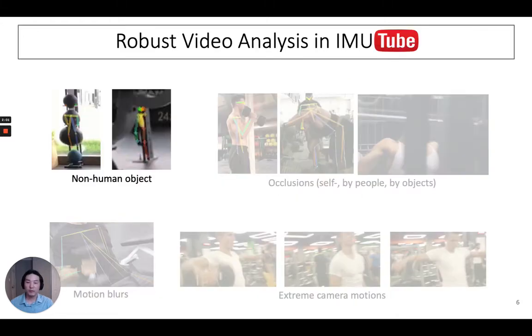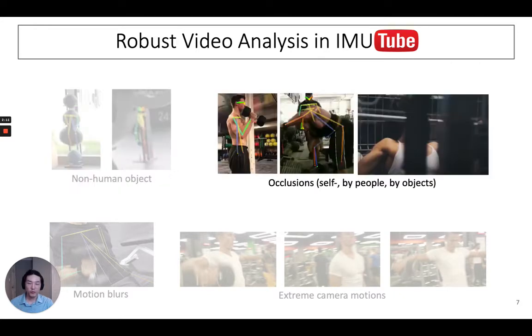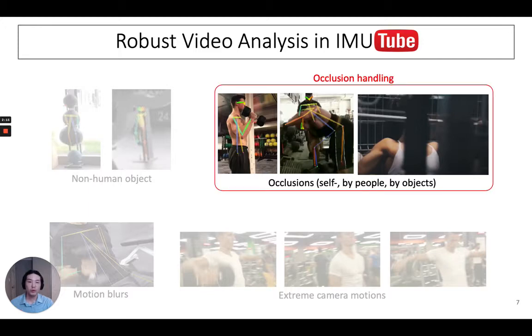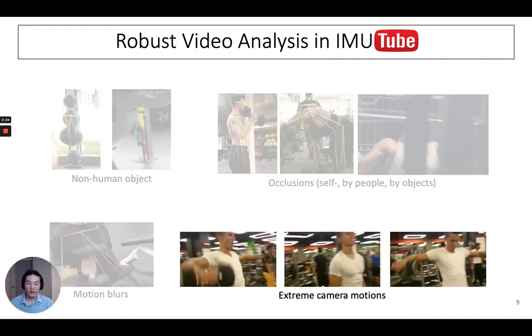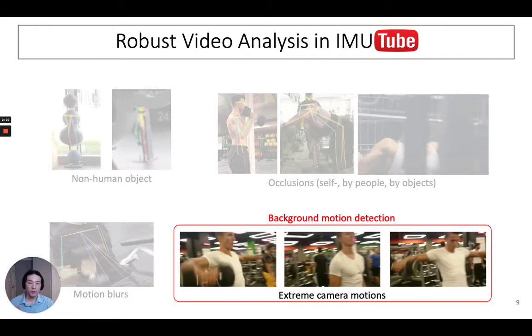Specifically, we handle 4 different kinds of challenges. Non-human objects from the confusions of the pose detector are handled with noise pose filtering. Various occlusions, such as self-occlusions and occlusion by people or objects, are handled with occlusion handling. Motion blur, which can generate spurious poses from fast human motion, is handled with foreground motion detection. And excessive motion blur from extreme camera motions is detected with background motion detection.